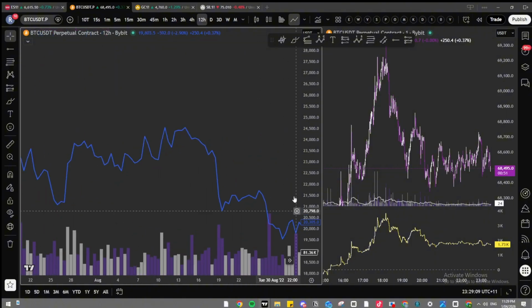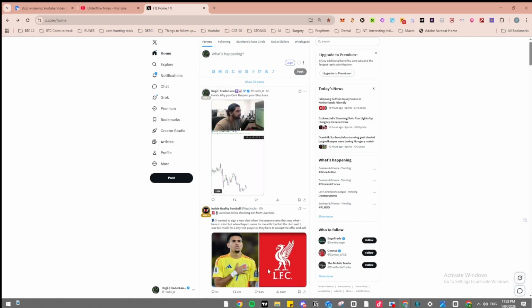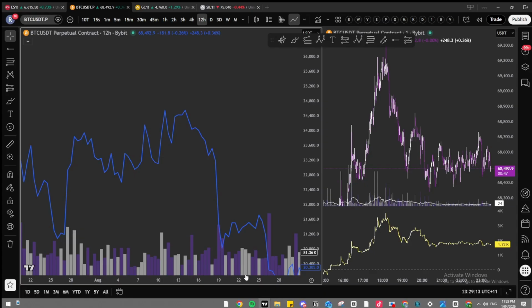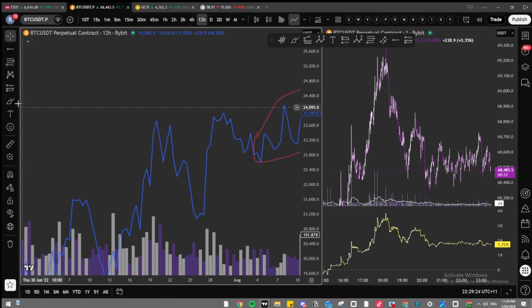So let's compare this up. Oh, my bad. Let's compare this uptrend. This is an uptrend because we're making highs. Let's compare it to this uptrend.